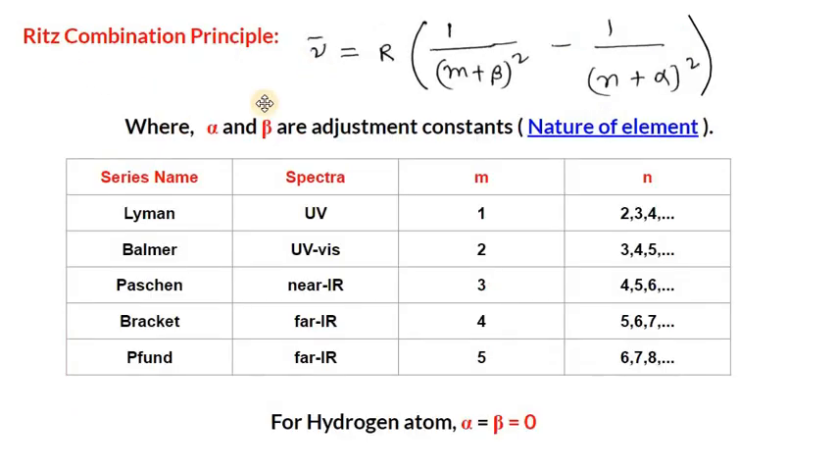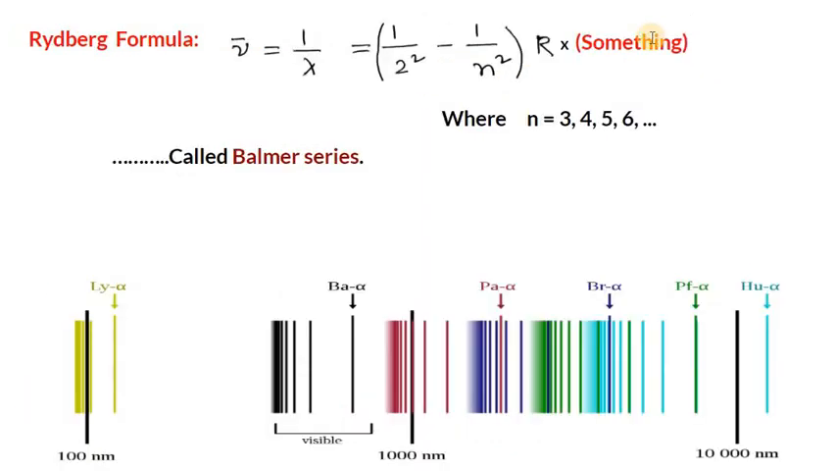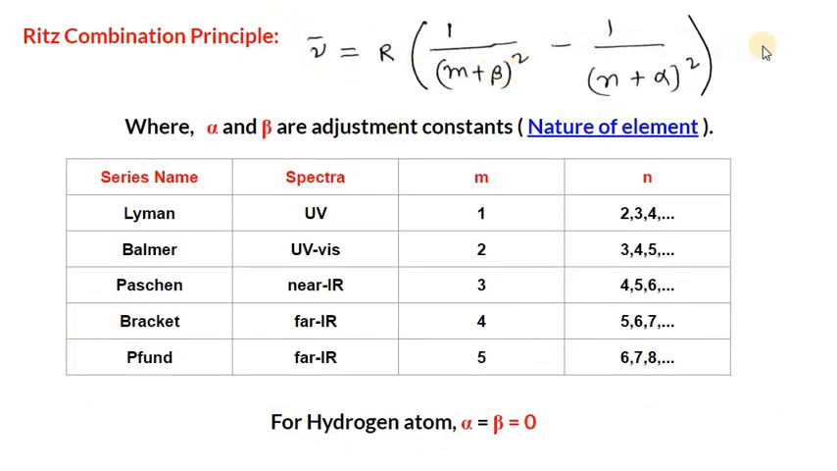Similarly, then came a more general formula, which was Ritz's combination principle, which looks like this equation. Okay, so listen. In the last formula, we got that we need to multiply something to get the exact 1 by lambda, or nu bar, that is called wave number, nu bar equals 1 by lambda. To get this value, we have to multiply something with these terms. Here in Ritz's combination, we did not get that something. So what we did is do something so that we get the exact nu bar value.